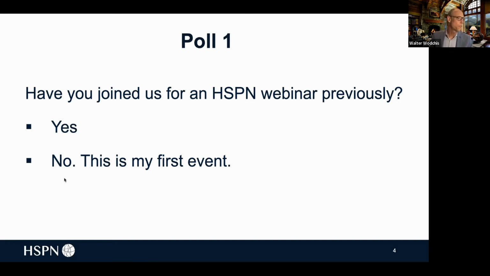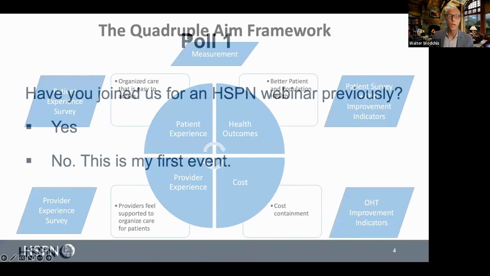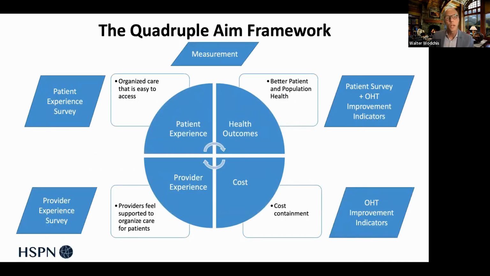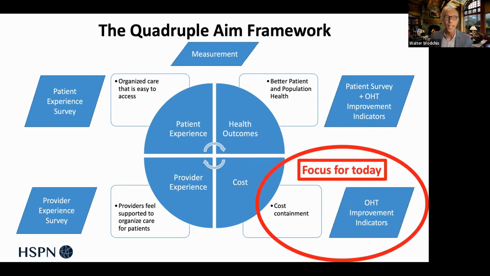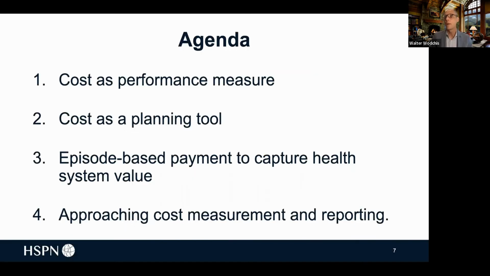So without further ado, we are going to move on. Today, we've been talking about the quadruple aim for the last 3 months, and this is our 4th month. We've gone through patient experience, provider experience, patient and population health, and this week we are looking at the quadrant of cost, and that's our focus for today. And we're going to think about cost in terms of value of the other quadrants relative to what we're spending. So keep that in the back of our mind. We are going to think about cost as a performance measure and cost as a planning tool.